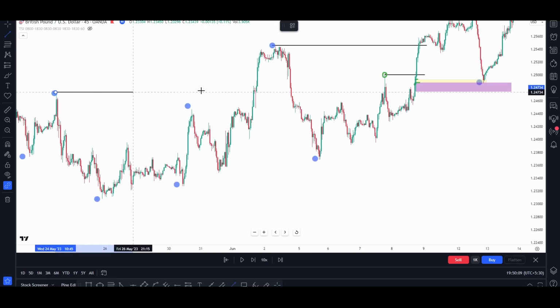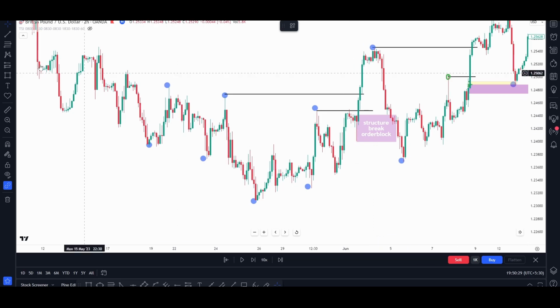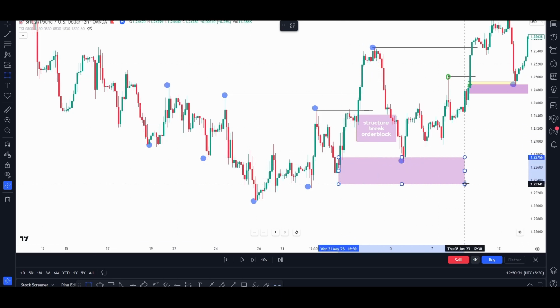Here we can see that this structure was broken. Again, this structure was broken. So we can see that this is our structure break order block and this is our origin order block.